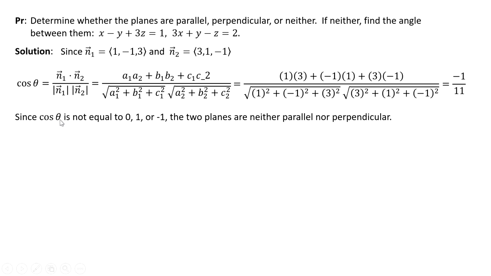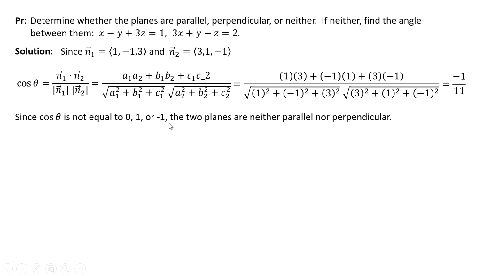Or if theta is 0, then cosine 0 would be 1. So that means those two vectors are along or parallel to each other. And if theta is pi, the two vectors are parallel but facing opposite directions, and we would have gotten -1.